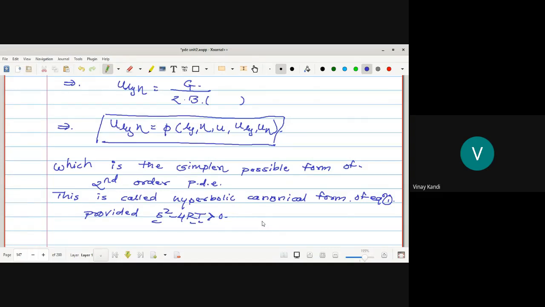Okay, now in the second case we have to prove if s square minus 4rt is equal to 0, then the canonical form is parabolic.